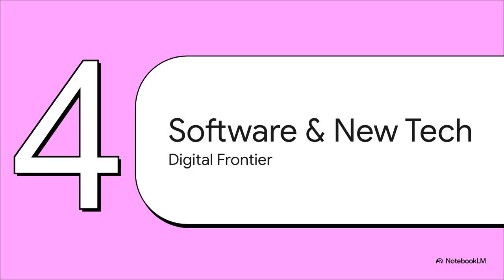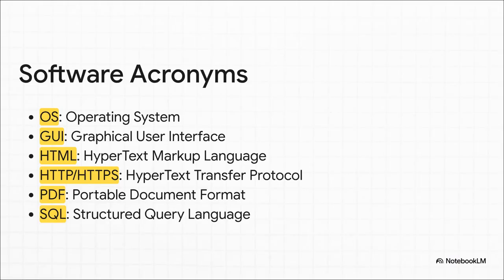All right, final stretch. Section 4, Software and Emerging Tech, or the Digital Frontier. Let's group these software basics together. Your OS, or operating system, like Windows or Mac OS, is the main platform you use to run everything else. You interact with it using a GUI, a graphical user interface. That just means you click on icons and windows instead of having to type out lines of code.